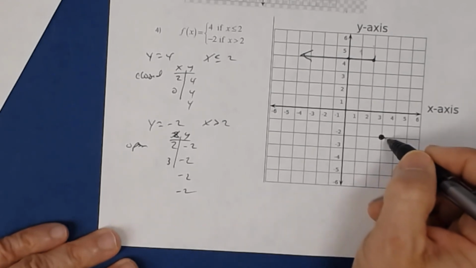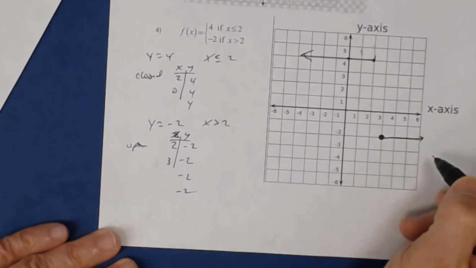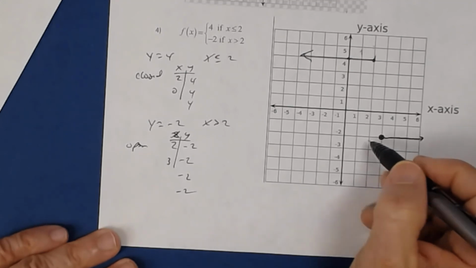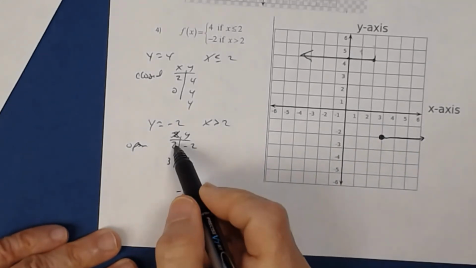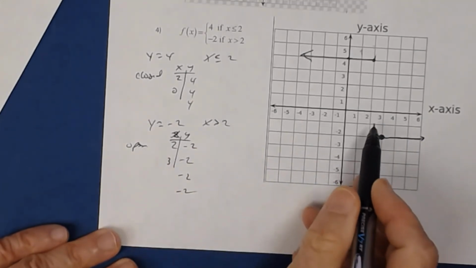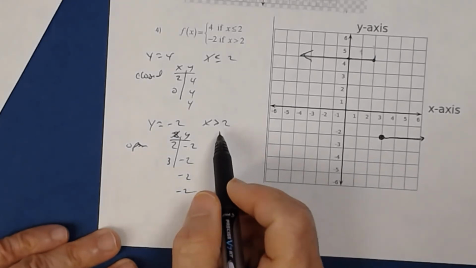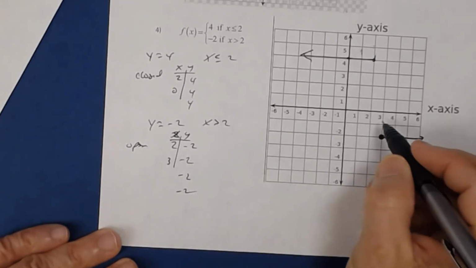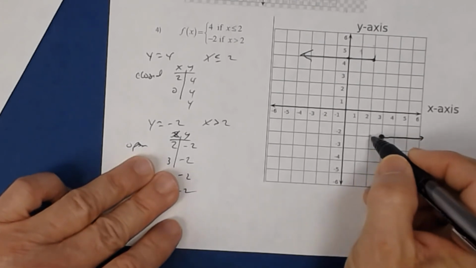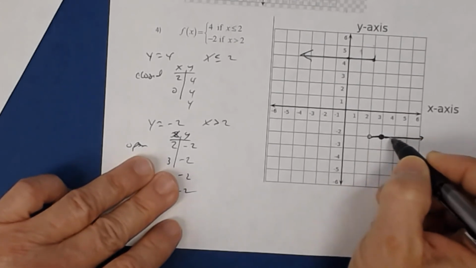But then you're going to do this. This is what you do. But then you forget, well, what about the numbers that are between 2 and 3? I forgot all about those. So that's why you always need to start here. So when x is 2, my y value is negative 2, so that's open, and then I get this.